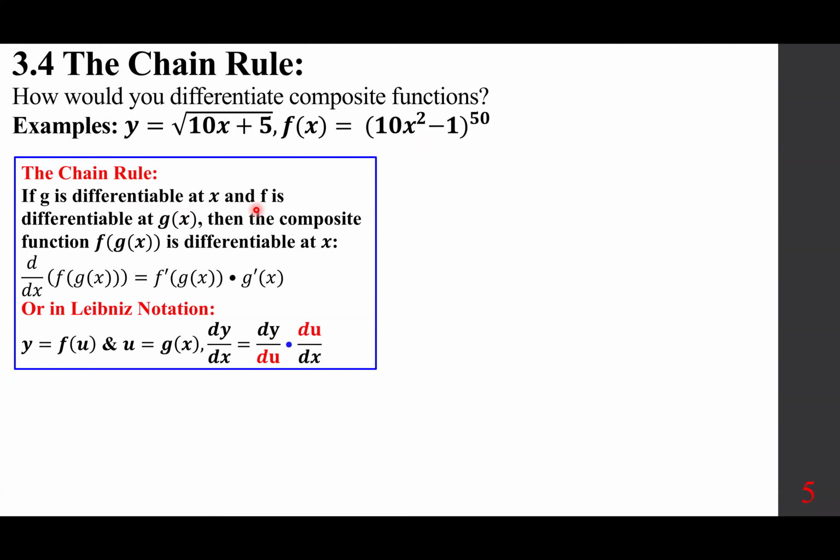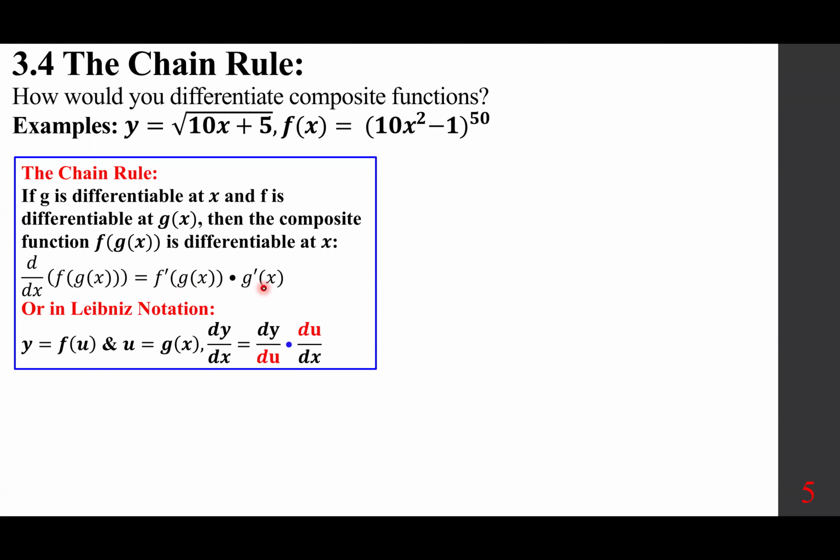If g is differentiable at x and f is differentiable at g of x, then the composite function f of g of x is differentiable at x. d/dx of f of g of x is f' of g of x times g' of x. I want to make sure everybody understands what's happening here. F of g of x. F is the shell function, the outer function, the main function. G is the inner function. So you differentiate the shell function over the inner function g of x times the derivative of the inner function. This is the part which in essence is known as the chain rule.